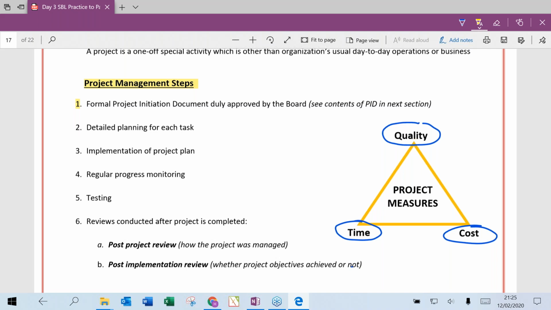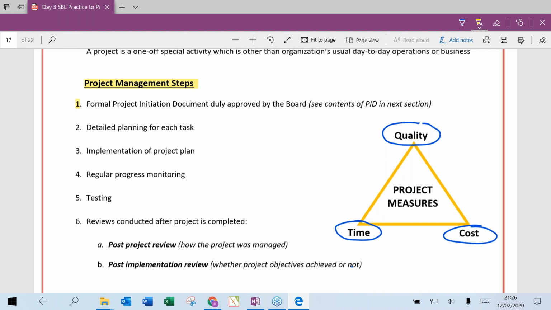After detailed planning, the third stage is implementation. Whatever the project plan, we start to execute it, and that is called implementation. While the project is being executed, we need regular progress monitoring. The board should regularly monitor the progress of the project. Supposing it's a project of 12 months, it takes time to develop a website and integrate it with our systems, so our target deadline is 12 months.